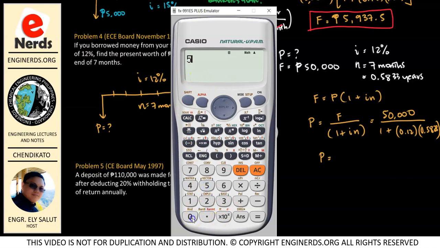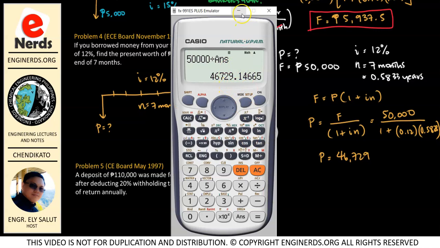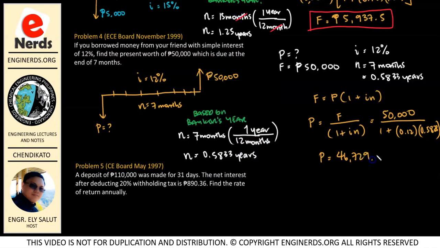So we have 50,000 divided by our answer. We have 46,729.14. Okay? So we have 46,729.15. Gawin natin 15. Okay? So don't forget the peso sign here. Sulat natin ulit, hindi natin dapat kalimutan yun. Okay, so yan ang ating final answer dito sa ating question.